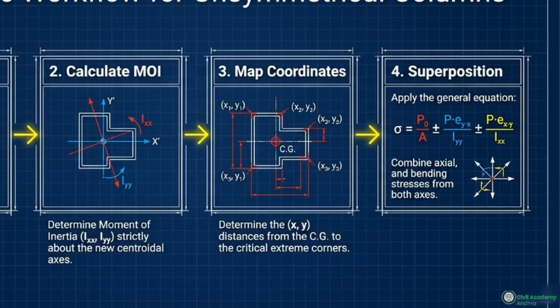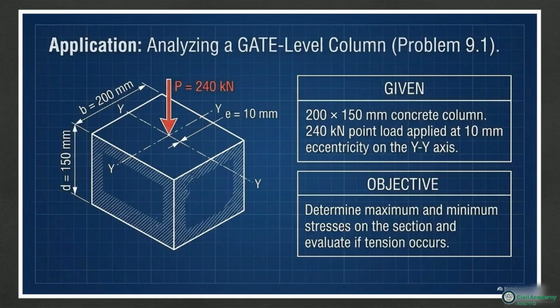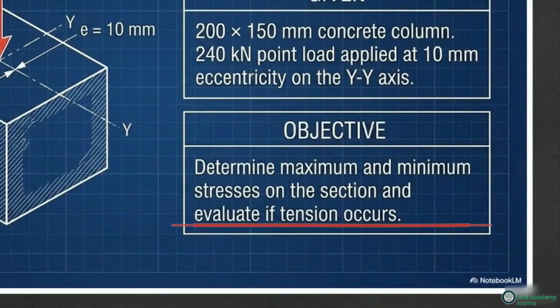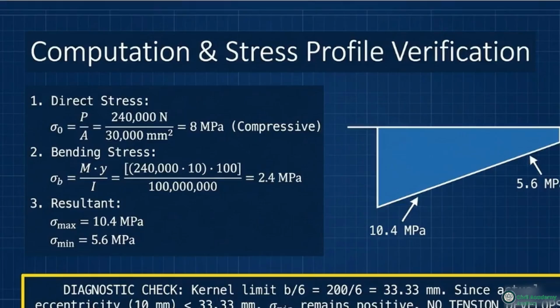Let's apply these rules to a gate-level prompt. Here is a 200 by 150 millimeter column with a 240 kilonewton load at a 10 millimeter eccentricity on the y-axis. Pause the video, calculate extreme stresses, and determine if tension occurs. Step 1. The direct stress is the force divided by area, giving us 8 megapascals of uniform compression. Step 2. Plugging the load, eccentricity, and section properties into the bending stress formula yields 2.4 megapascals.